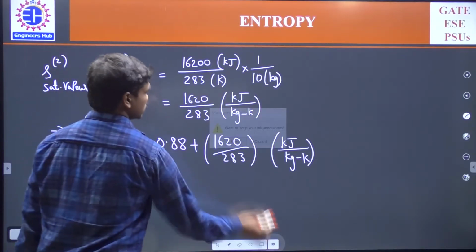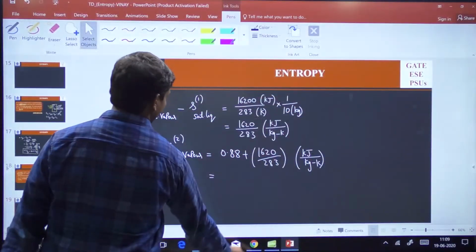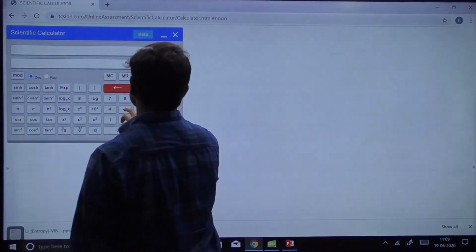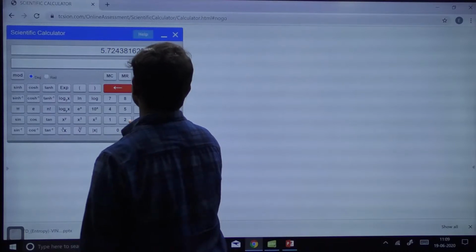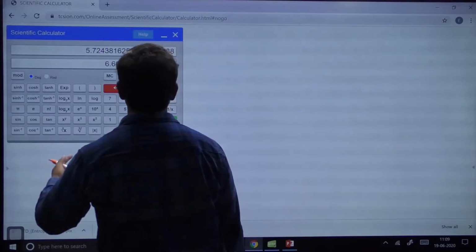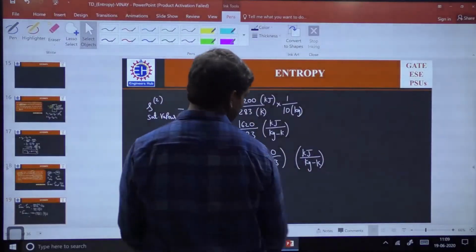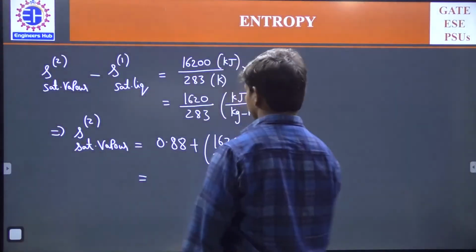Or shall I do this? 1620 divided by 283 plus 0.88, 6.60.